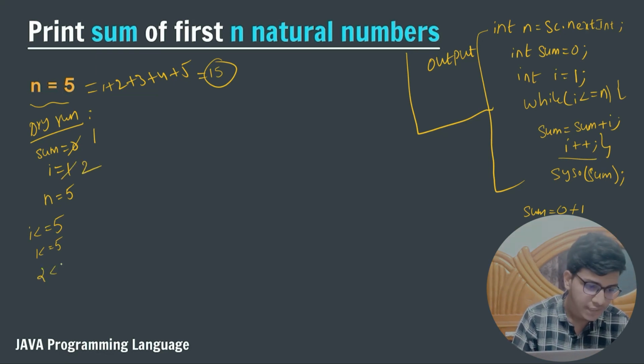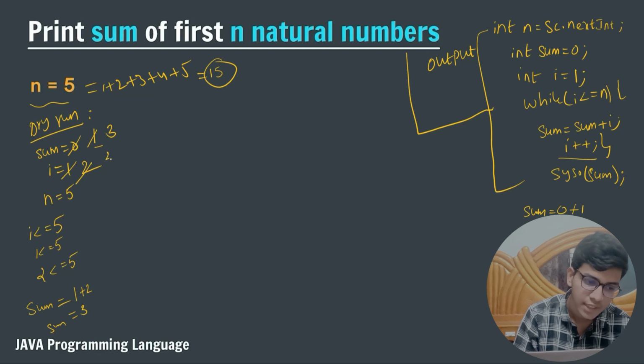Again 2 is less than or equals to 5. Condition is true. So now sum value is 1 and i value is 2. So sum will become 1 plus 2. So sum will become 3. Sum will become 3 and i value will also become i++, that is 3.